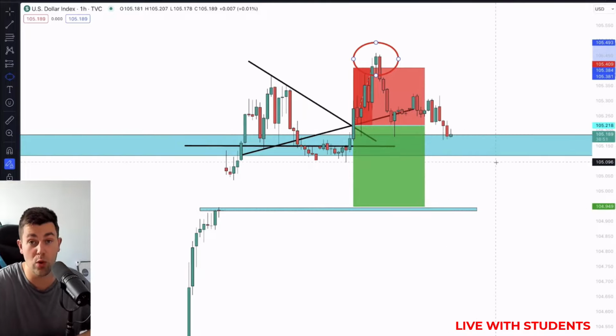But we won't re-enter the trade. The trade here is already closed at a loss, and I will not open one more trade here. These are the rules of my trading strategy.